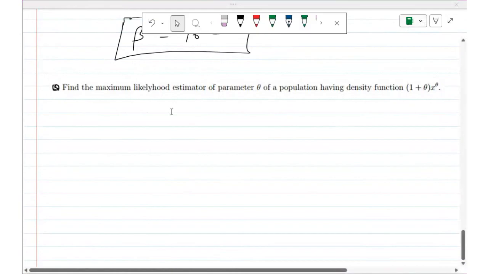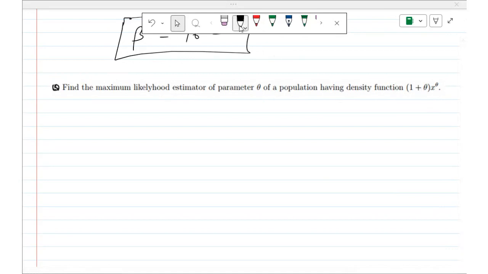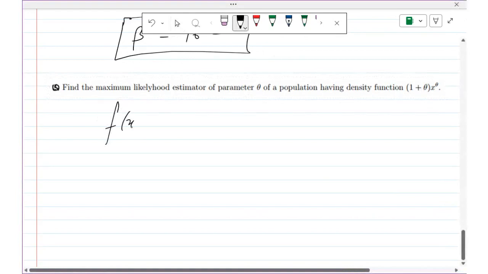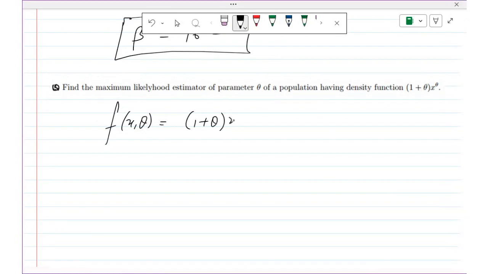Find the maximum likelihood estimator of parameter theta of the population having this density function. So you are given the density function f of x comma theta is (1 plus theta) x power theta. So this is given. We have to find the maximum likelihood estimator. First let us find the likelihood function, L of theta.